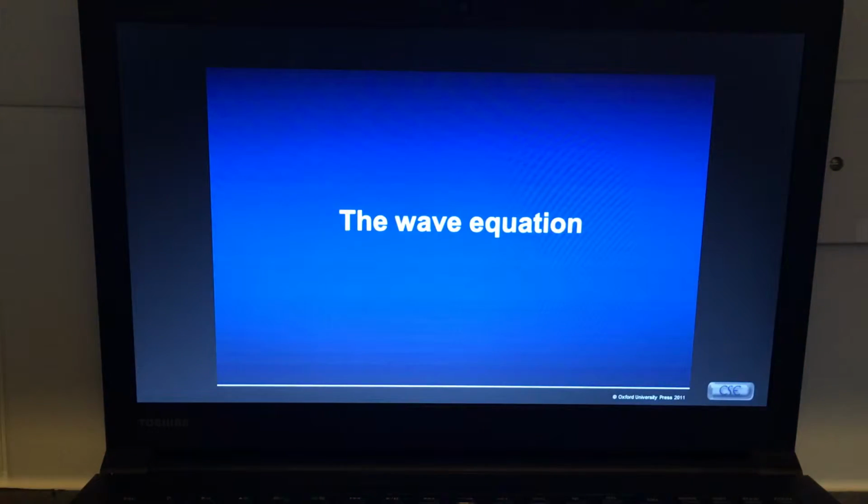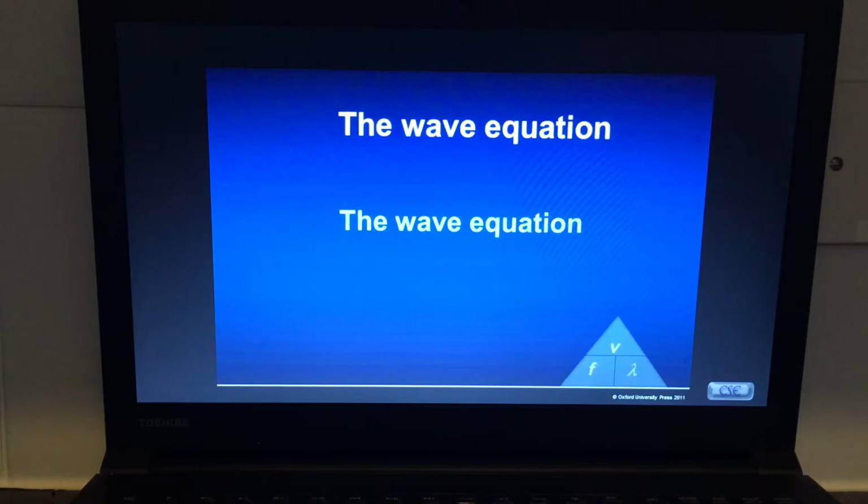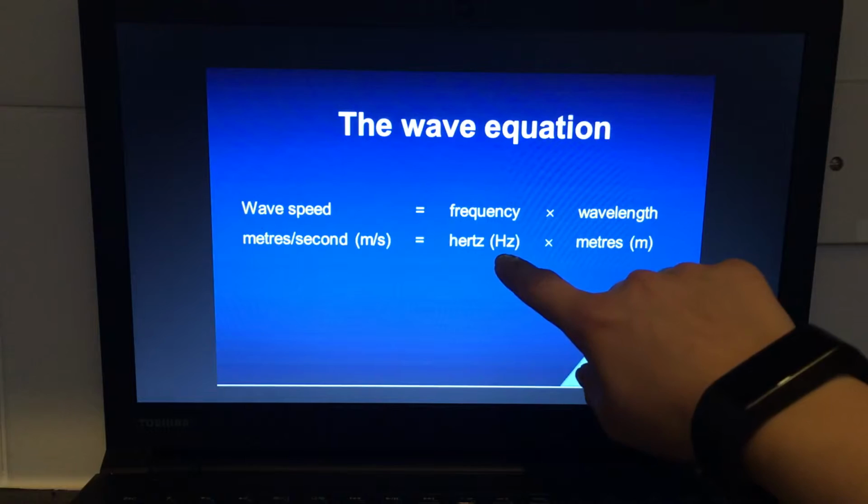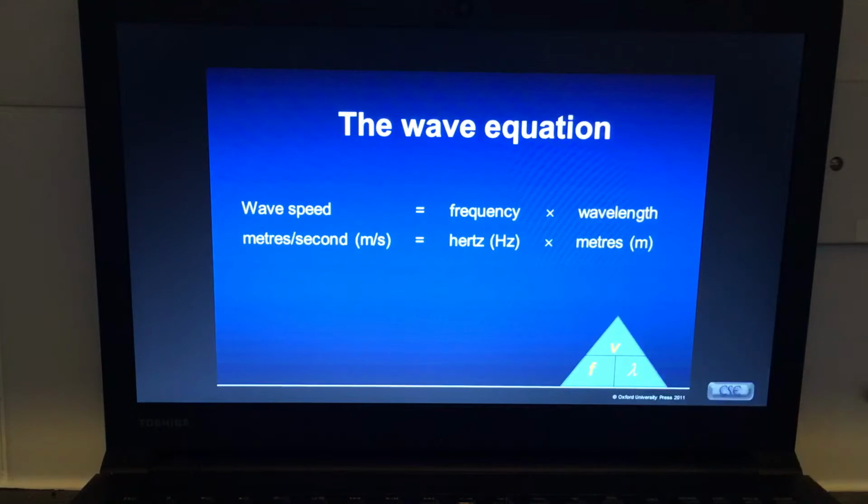Now you might need to use the wave equation. This is given to you on the P1 formula sheet. So it is wave speed equals the frequency times the wavelength. So speed is measured in meters per second. Frequency is in hertz. Make sure you put a capital H and a little z. Don't put a little h, you won't get the marks. And wavelength is in meters.